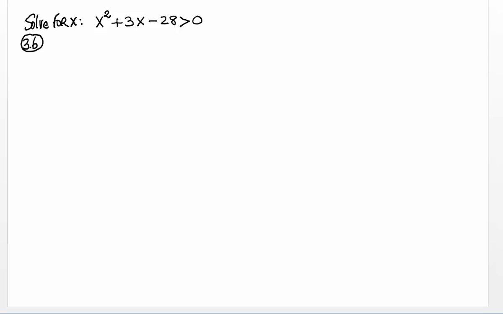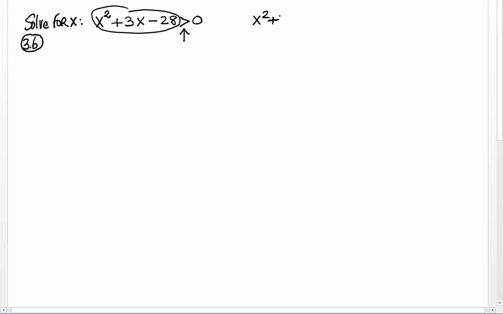Let's take a look at the following quadratic inequality. We want to solve x squared plus 3x minus 28, and this is a problem from section 3.6. Now notice we have an inequality symbol right here, and what we are asked to do is the following. Take the quantity on the left, x squared plus 3x minus 28, and make sure that it is positive. So we want a sign of plus, a positive sign, when we're looking later on at a table. For which x's is that happening?